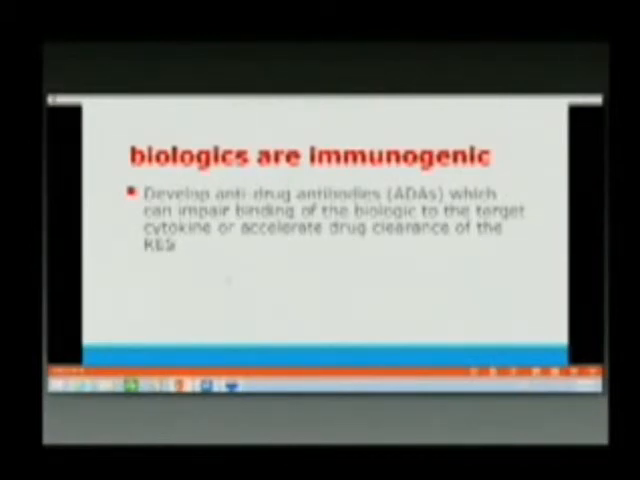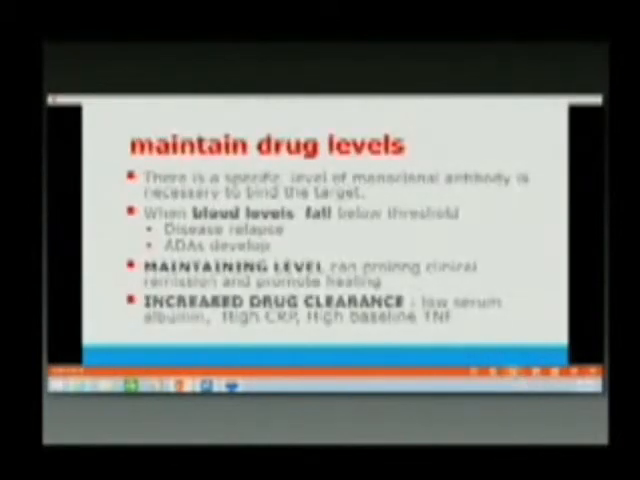What it means is you have a less potent agent. So it's important to maintain drug levels. Why? You need a specific level of monoclonal antibody to bind your target, either your TNF or your integrin. When blood levels fall, it's been shown that disease will relapse and antibodies develop. When antibodies develop, then you're prone to having infusion reactions, not to mention less mucosal healing. So you have to maintain that level to prolong your clinical remission and, of course, promote your healing.